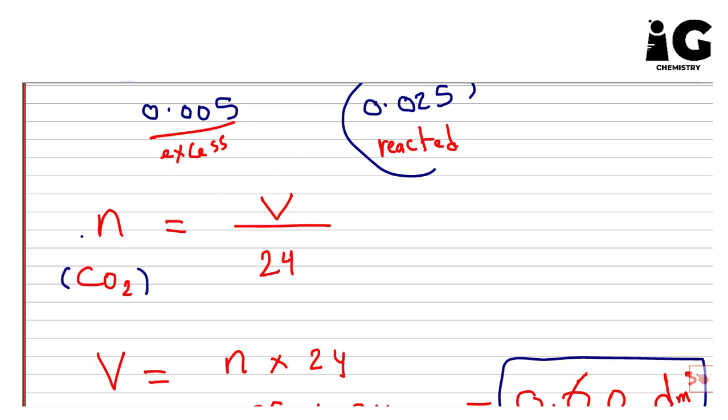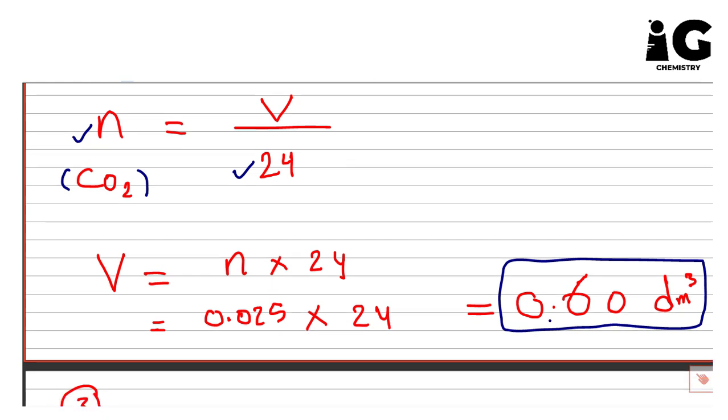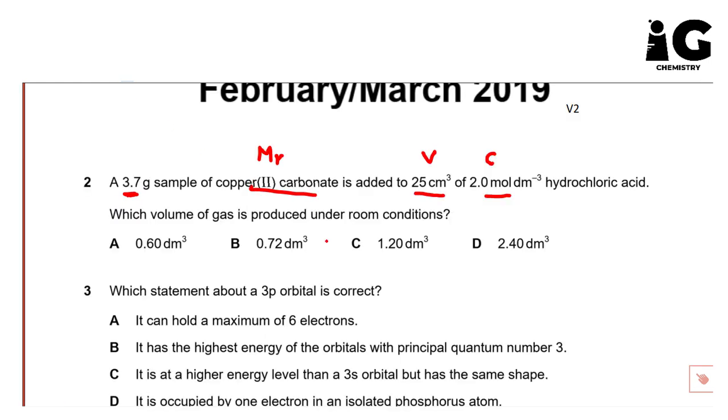Now we have the number of moles, and we have 24, so we can calculate the volume of produced carbon dioxide gas. Volume equals n times 24. The number of moles is 0.025 times 24, which equals 0.60 decimeter cube. If we come back to the question, you will find 0.60 is going to be letter A.